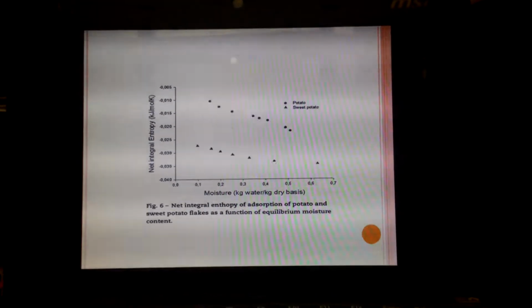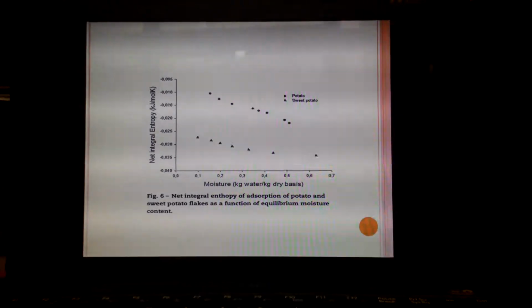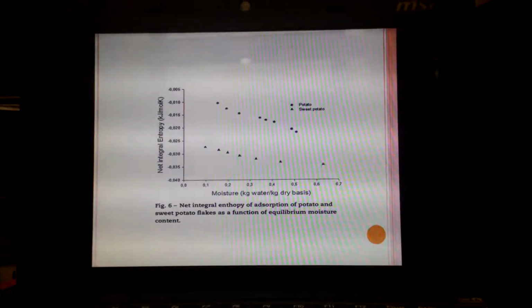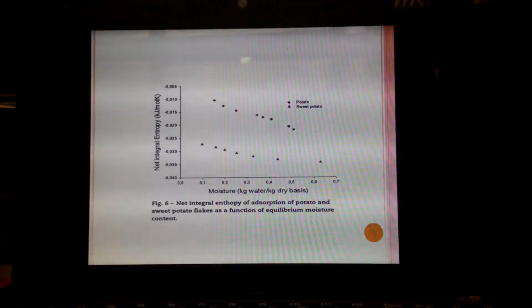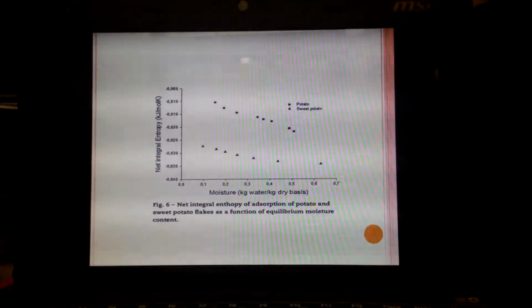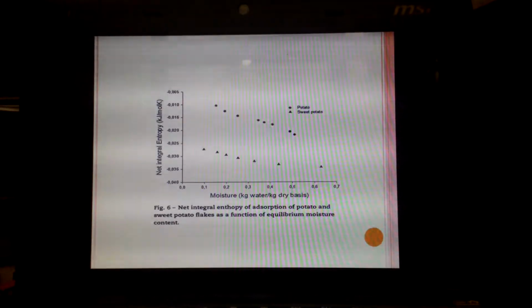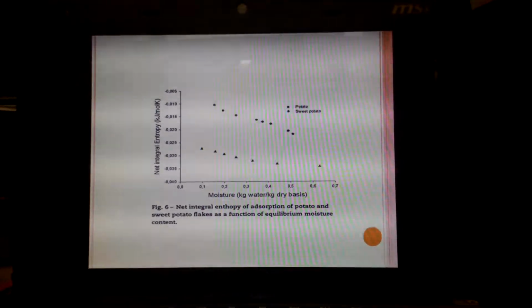So, the loss in entropy shows the loss of rotational freedom or degree of randomness of the water molecules due to the strong binding of the sites to the water molecules and solids. It was also shown that for the moisture range evaluated, the values for integral entropy were negative, attributed to chemical adsorption and/or structural modification of the adsorbent.